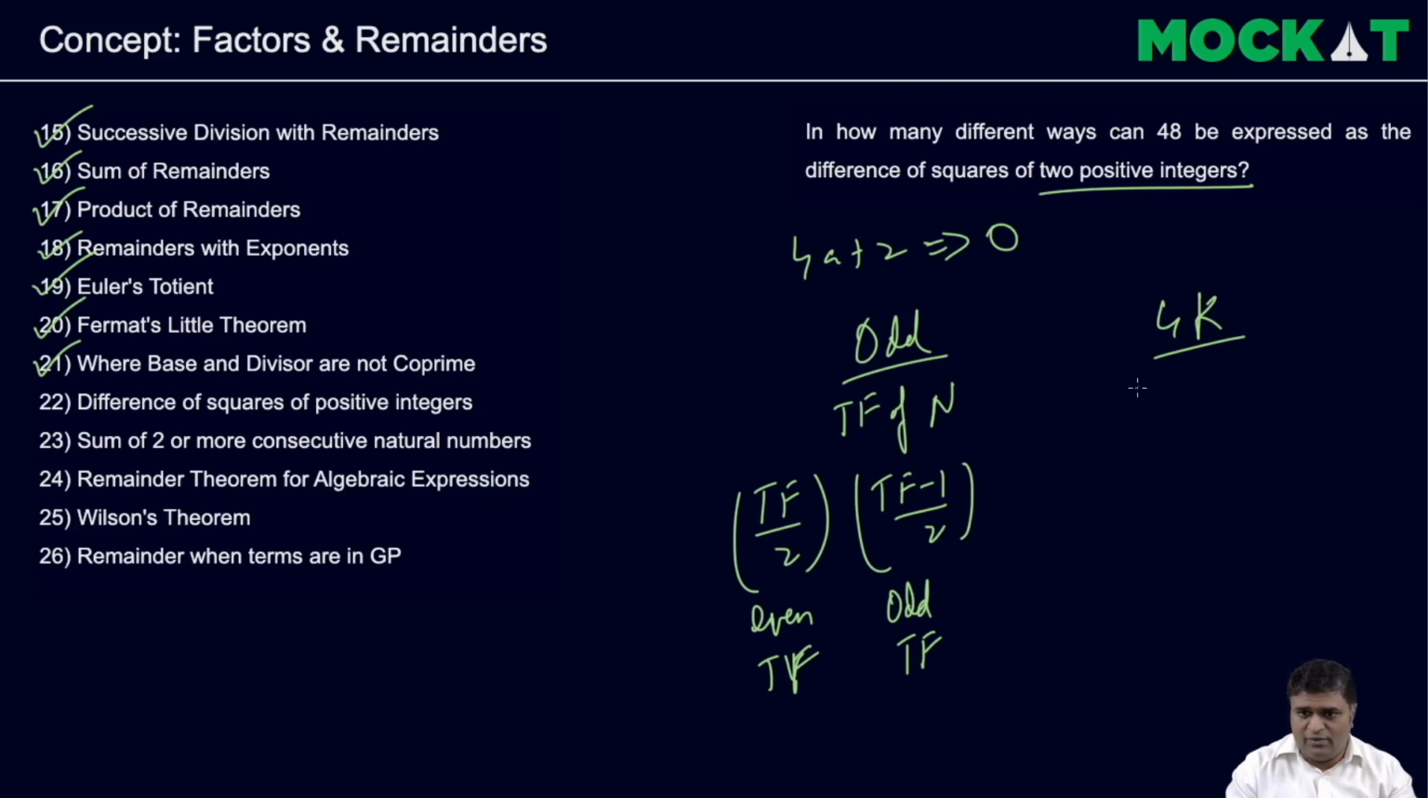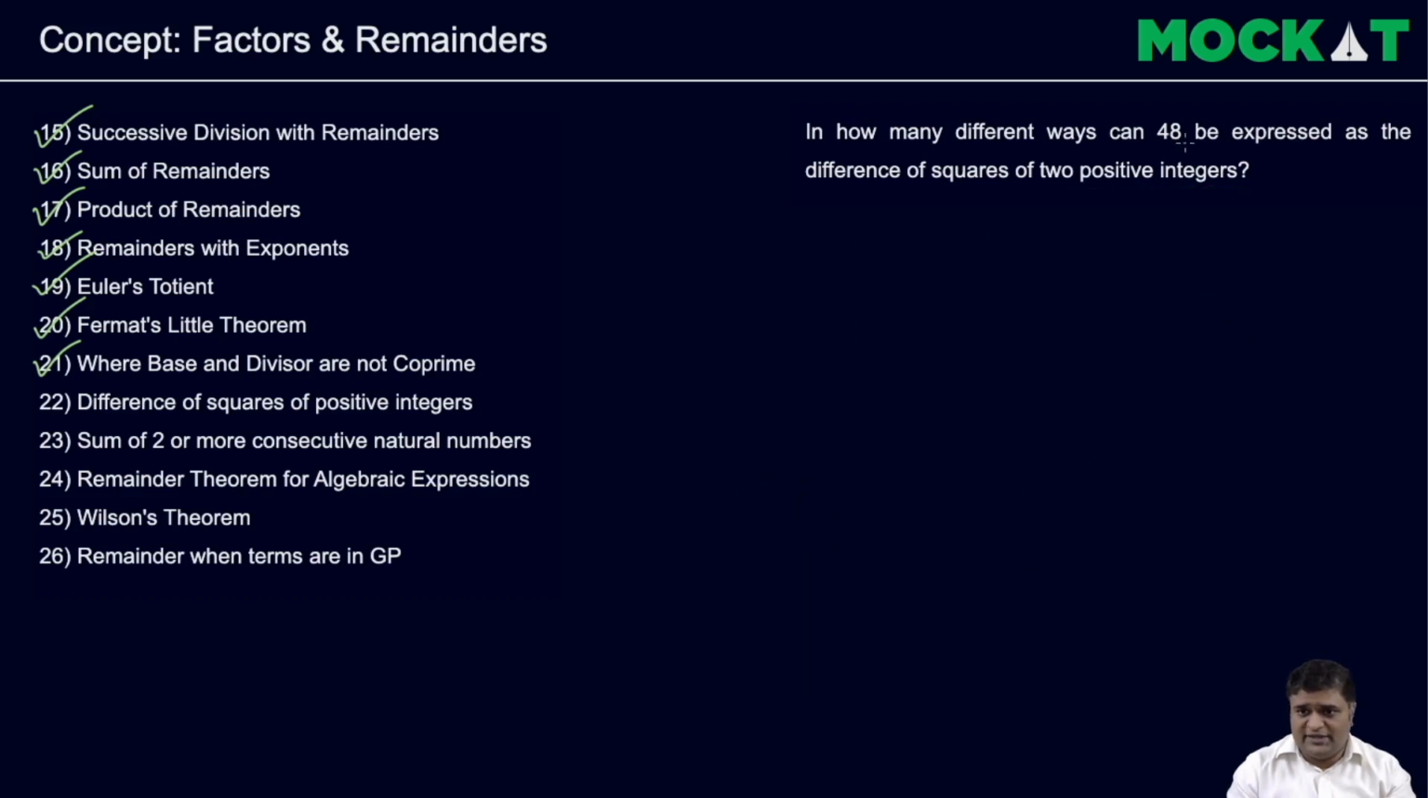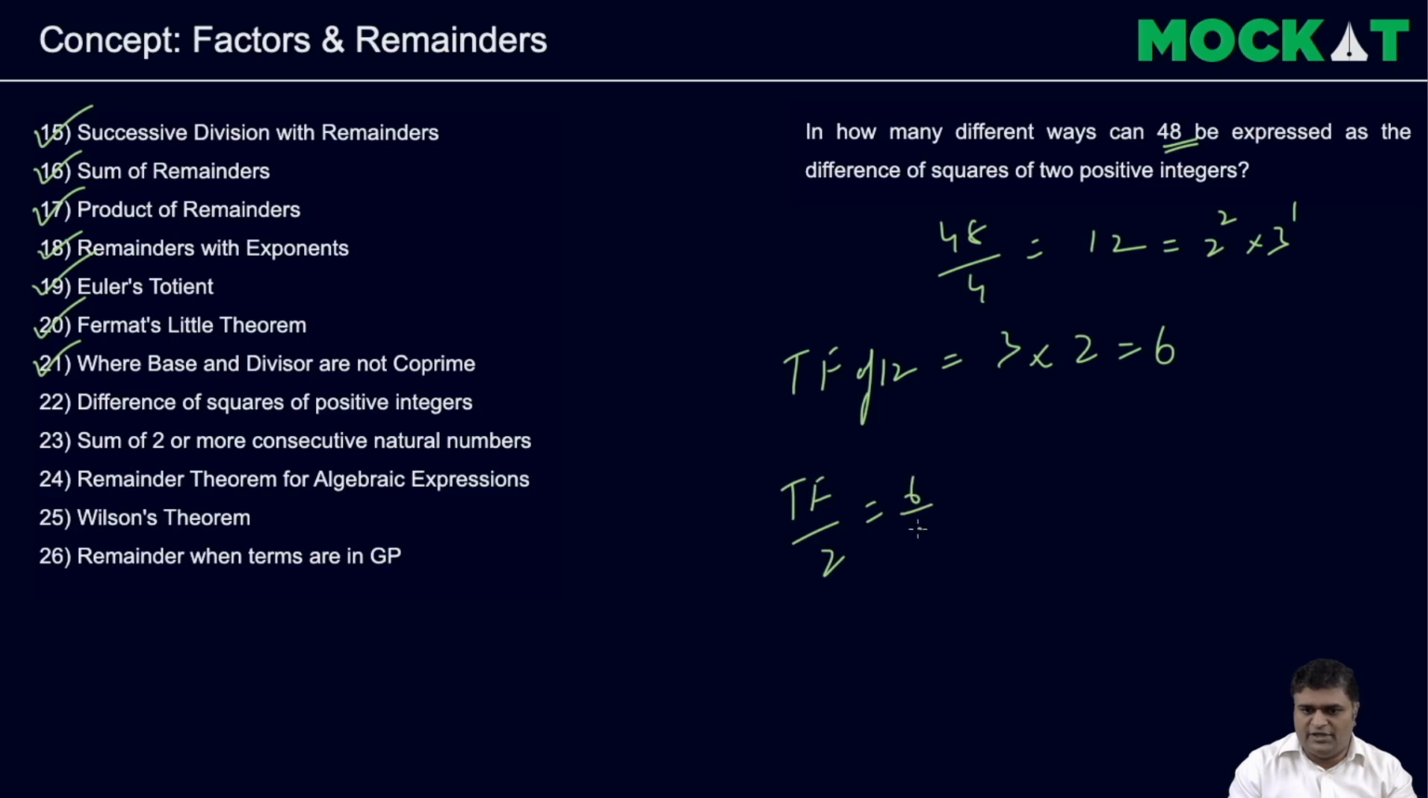Now, if it is in the 4k format, you'll have to find the total factors of n by 4, right? So once you've found that, then once again, depending on whether it's going to be even total factors or odd total factors, you continue with this. Now, in this example over here, 48 is an even number and it is a multiple of 4. So first up, we divide 48 by 4 and we get 12, right? So the total factors of 12 over here, and 12 is nothing but 2 square into 3. This is going to be the power plus 1 into the next power plus 1. So that's a total of 6 factors. So this total factors by 2, which is 6 by 2, equals 3. There are 3 ways of writing 48 as difference of squares of positive integers.